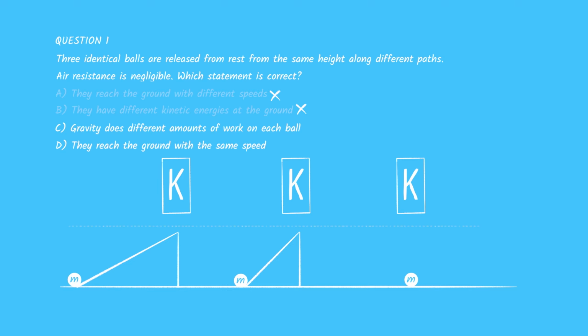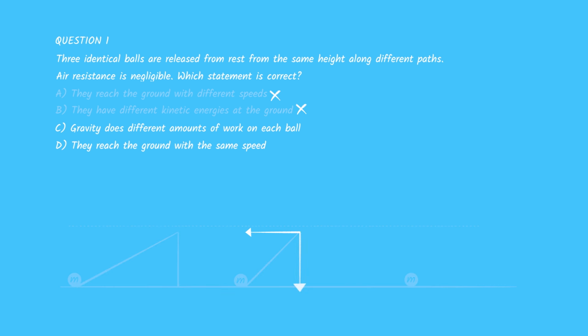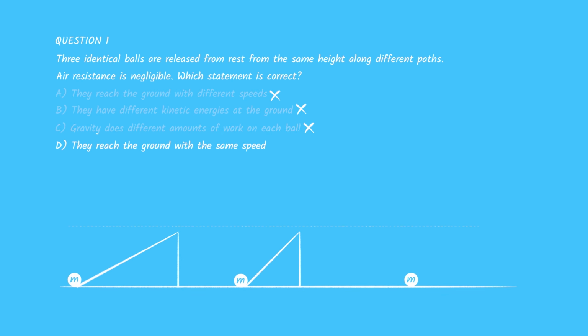But what about C? Since gravity moves all 3 identical objects by the same amount in the vertical direction, it does the same work on each of them. Any horizontal displacement, since it is perpendicular to the force of gravity, has nothing to do with the work done by gravity on the objects. So, C is wrong. The correct answer is D.